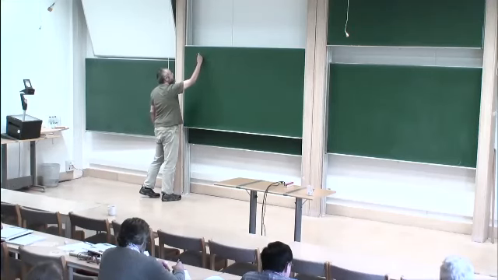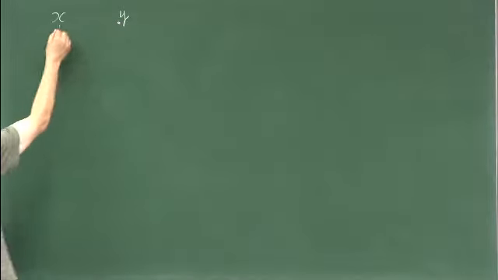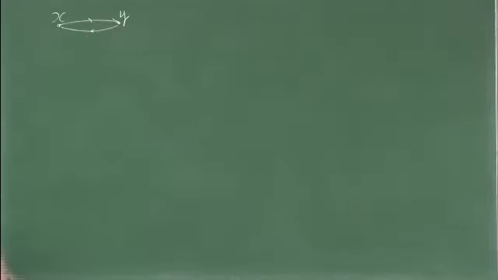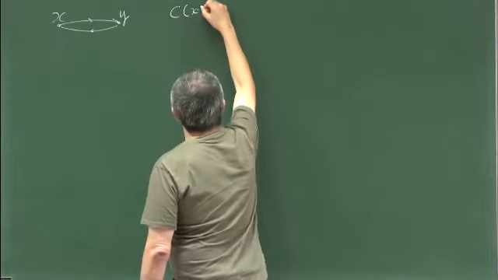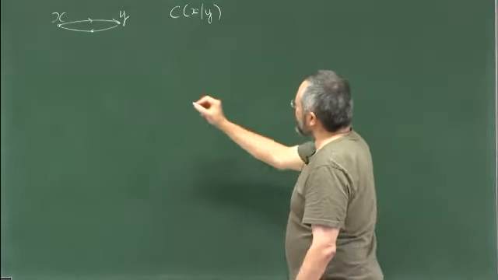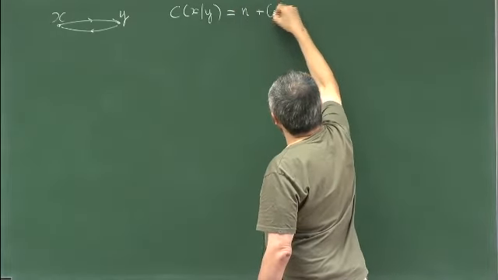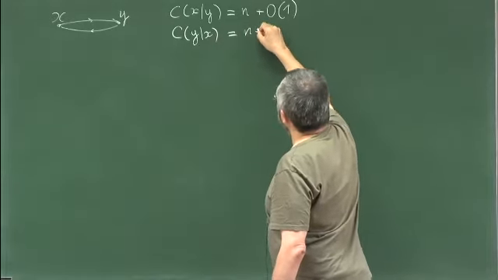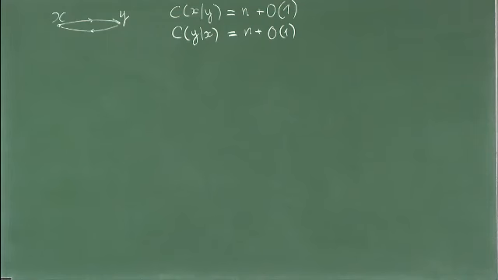We have some string x, and we want to find some y such that the information distance in both directions is equal to some prescribed values. For example, given x, we want to find y such that the complexity of x given y is n plus a constant, and the complexity of y given x is n plus a constant. And the question is whether it's possible or not.